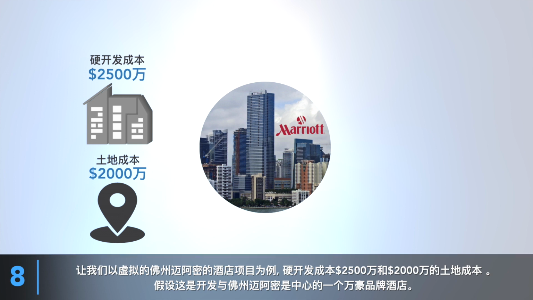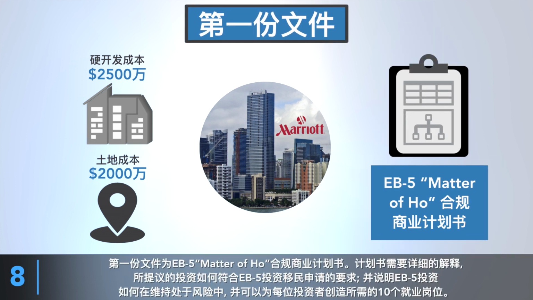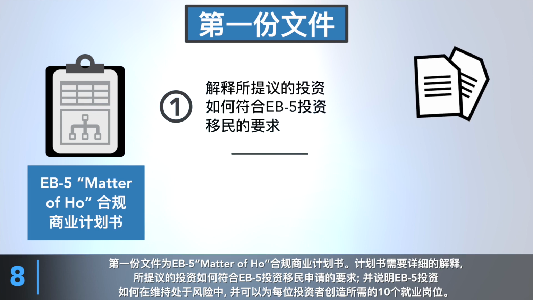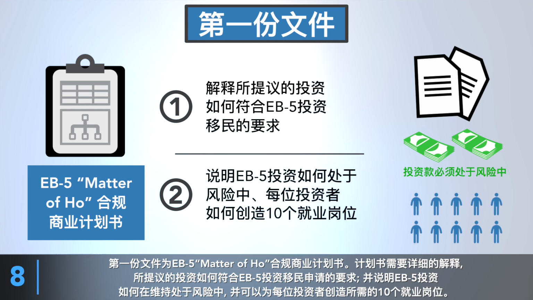Let's say the project will develop a new Marriott hotel in downtown Miami. The first document is the EB-5 Matter of Ho compliant business plan. The business plan explains exactly how the proposed investment meets the criteria of the EB-5 program. It also shows how EB-5 investments will remain at risk and create the required 10 jobs per investor.